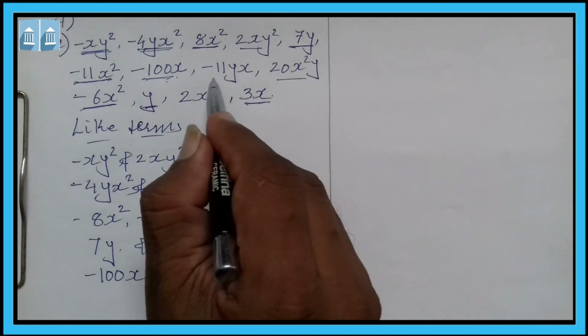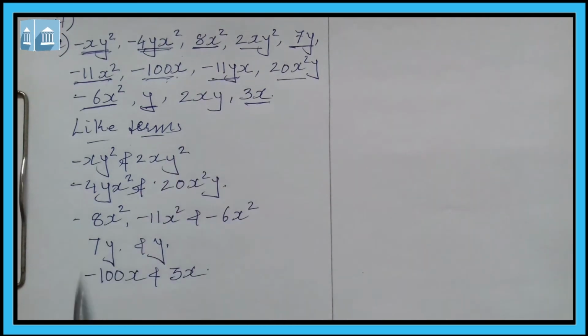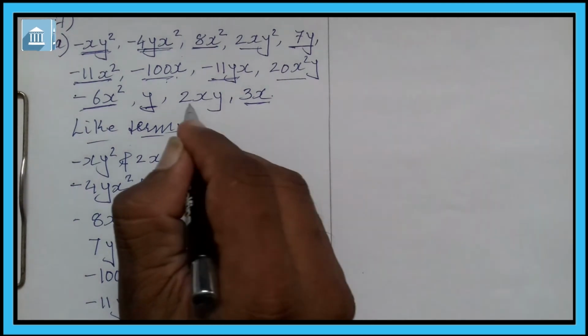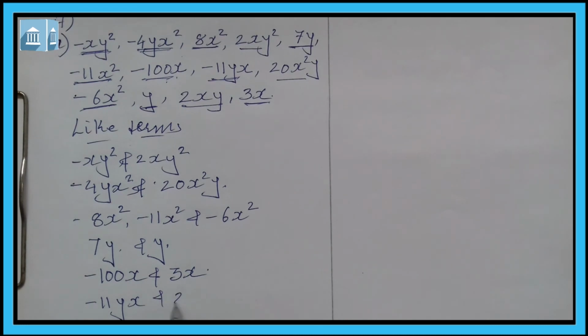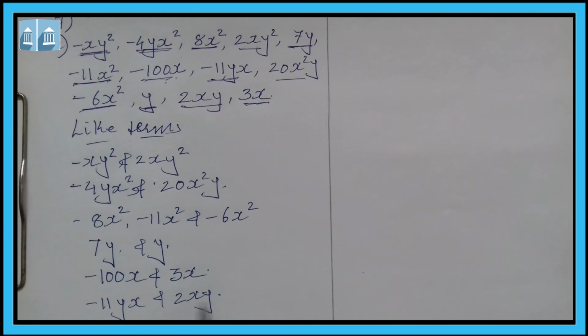Then minus 11yx. Here the variables are yx and 2xy. Here also the variables are the same. So it doesn't matter whether it is yx or xy, but it should be the same. So these are the like terms. Here we end our exercise 12.1. The remaining sums you have to do on your own in your fair notebook. Thank you.